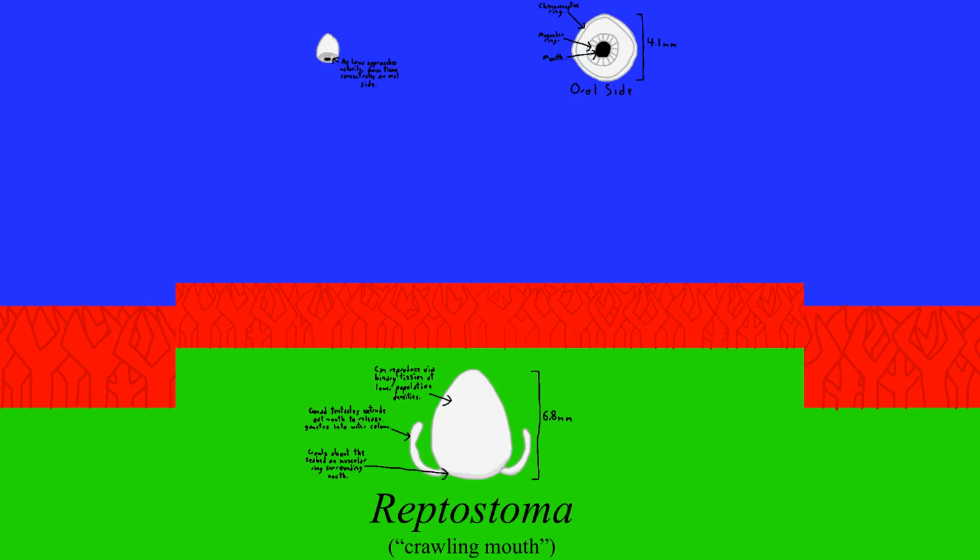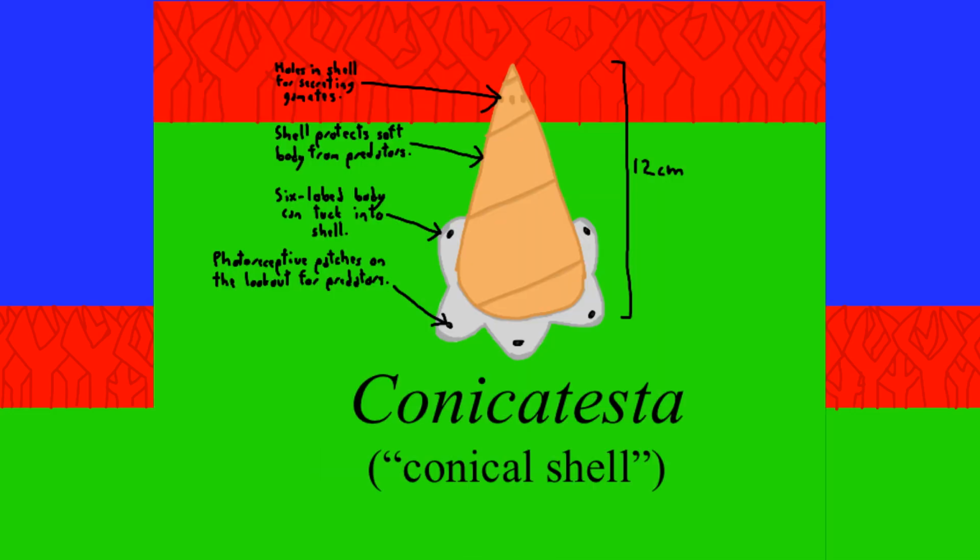One example is the reptostomes, which evolved to have a conical shell that made it hard for Ediacaran stella to access their fleshy bits. This new clade of reptostome became known as Conica testa. Conica testans first appeared 30 million years after the appearance of the first reptostomes. They evolved a six-lobed body that allowed them to more easily keep their shell for protection. Each of the Conica testans' lobes ends with a patch of photoreceptors, allowing them to spot incoming danger.